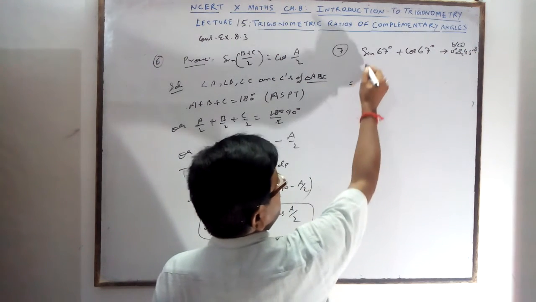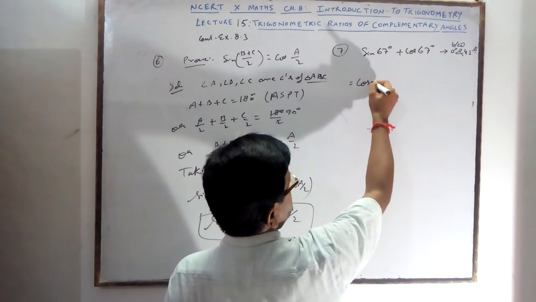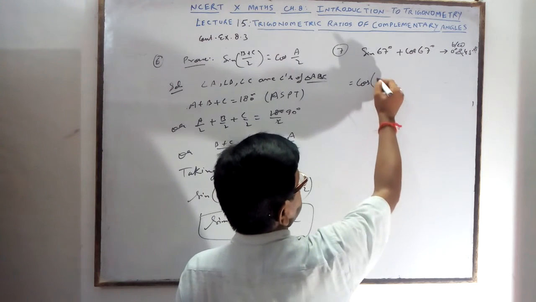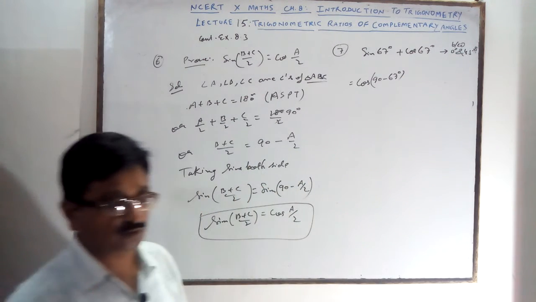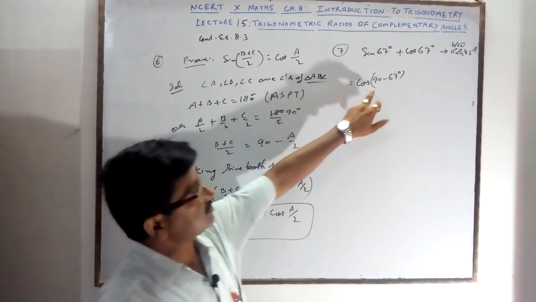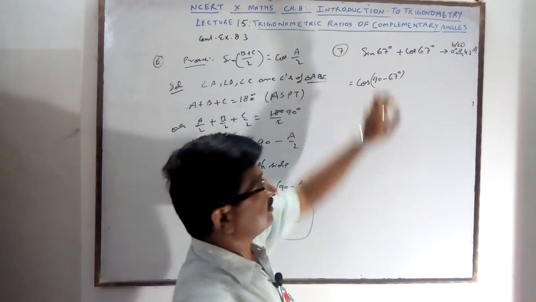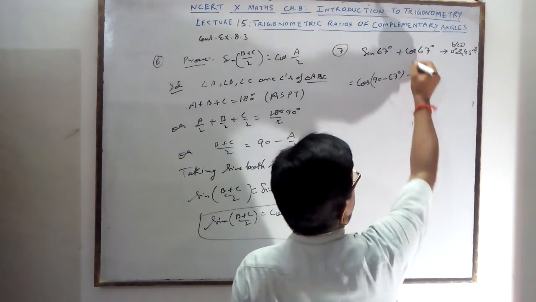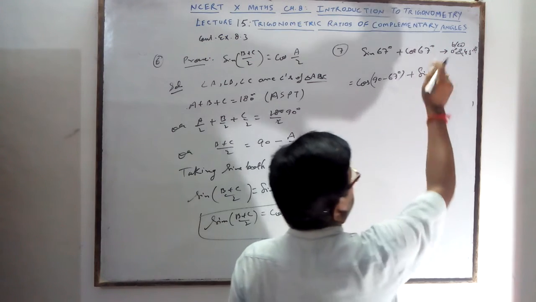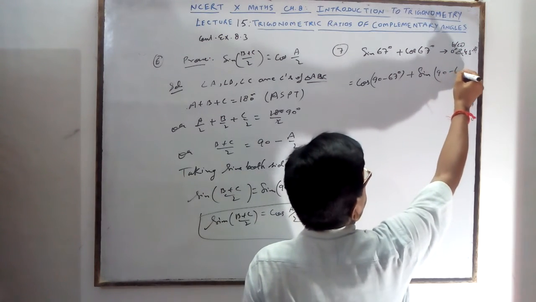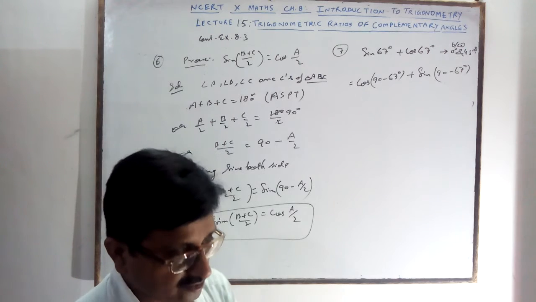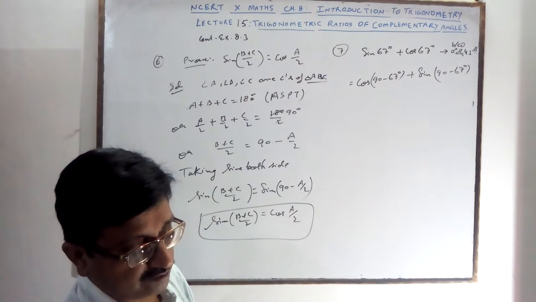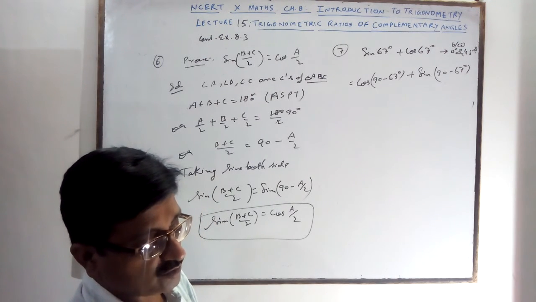So you write sine will be cos, and the angle will be subtracted from 90. I have told you, cos of (90 minus theta) is sin theta. Plus, cos will be sine, so the angle is subtracted from 90 degrees.